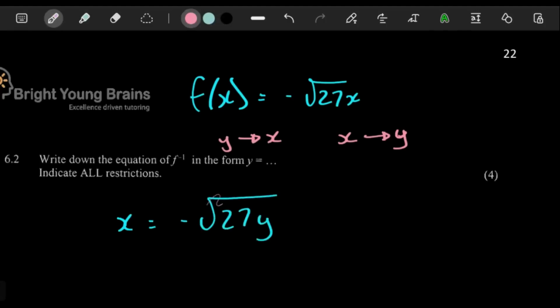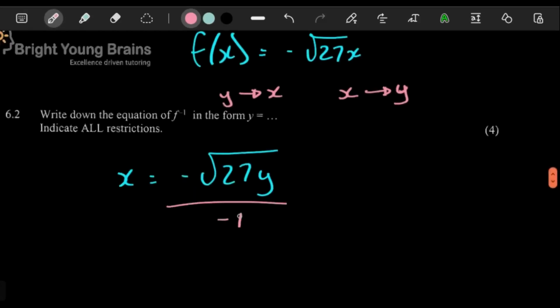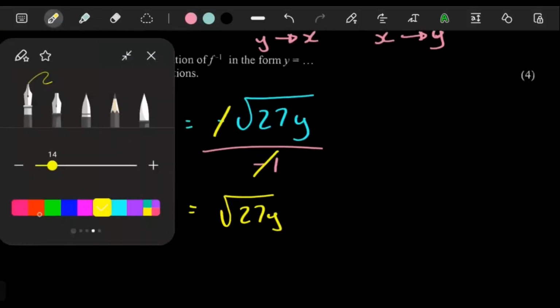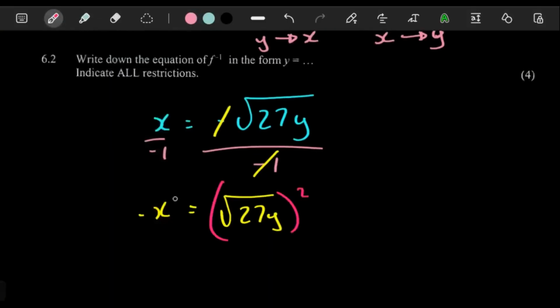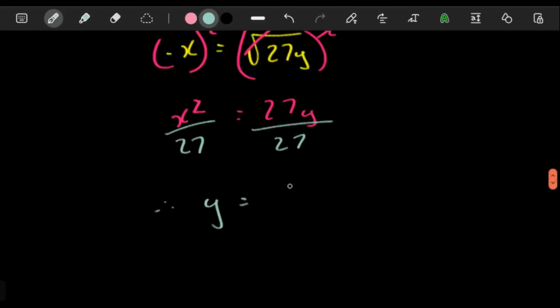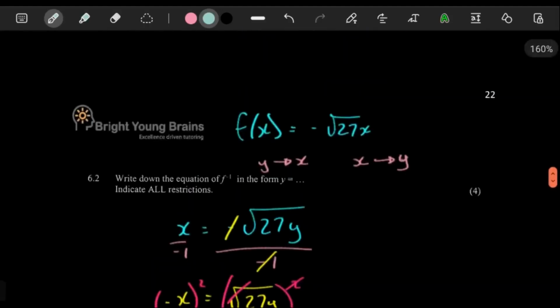Solving for y, you can just maybe divide by a negative first, and this cancels that. So this is like -x basically. And then to get rid of the square root, you can just square both sides. Squaring both sides is good because at least now we get to deal with positive values. You see x squared. Then this cancels that, so it's like 27y. Making y the subject of the formula, divide by 27, divide by 27. Therefore, y is equal to x squared over 27. Very, very nice.